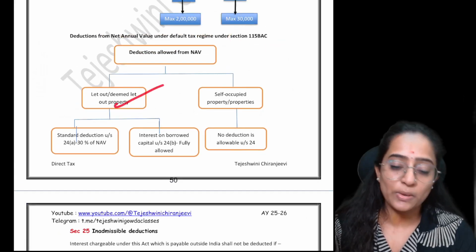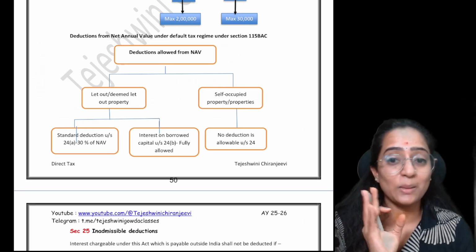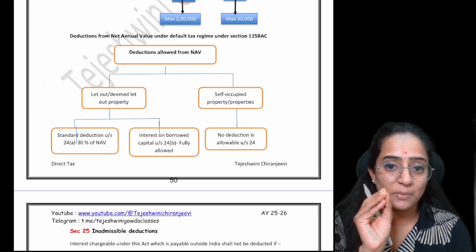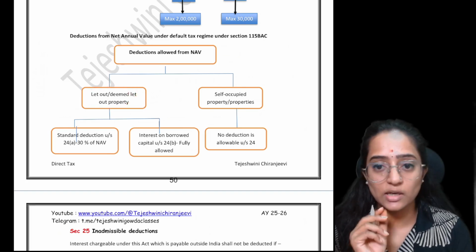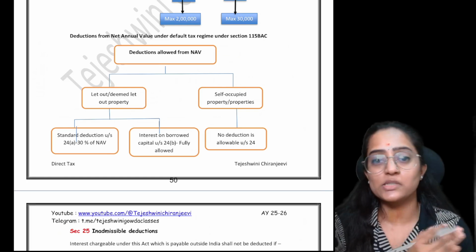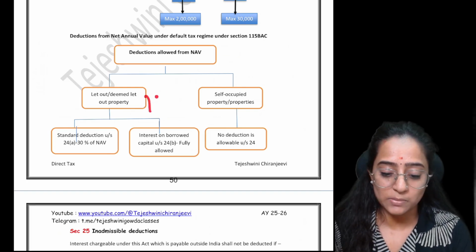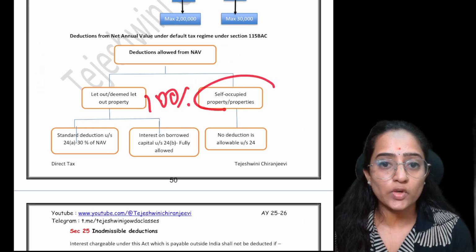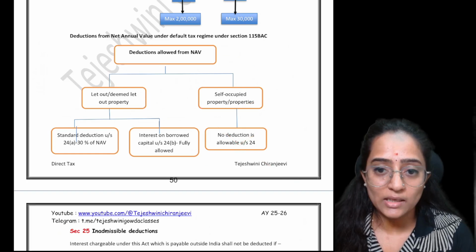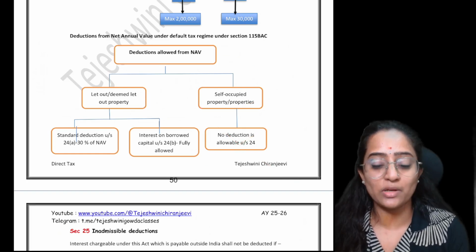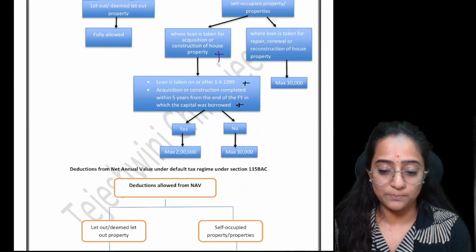What if this is 115BAC now? In case of let out property, whatever might be the situation, if you are opting for 115BAC, you will get 100% of the deduction under section 24B. What about self-occupied property? No deduction. Under section 24B, there is no deduction for self-occupied property if you are opting for 115BAC. Remember this point very well.